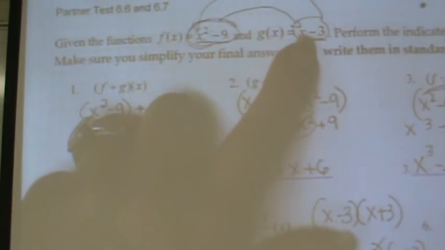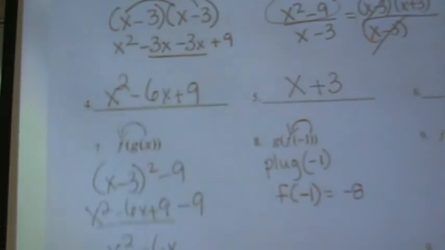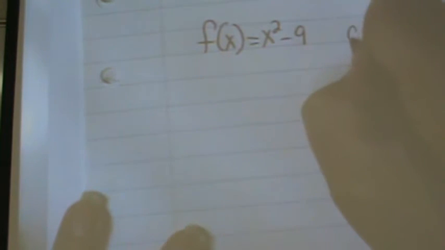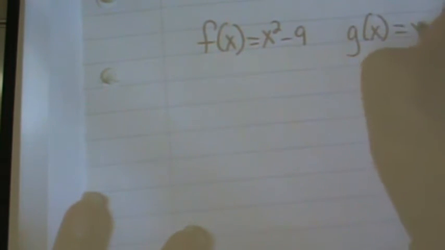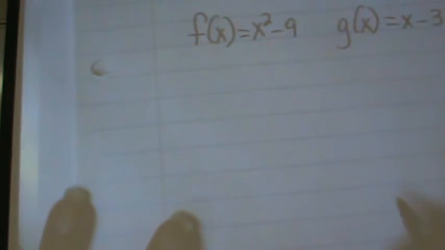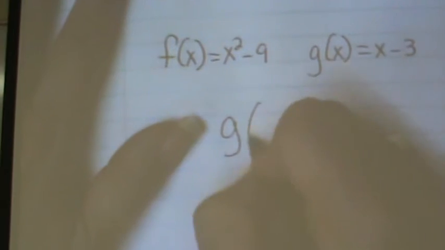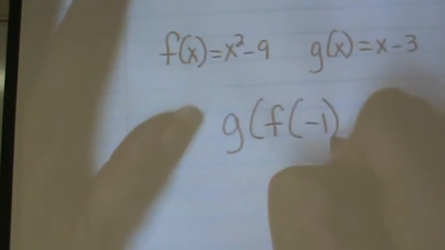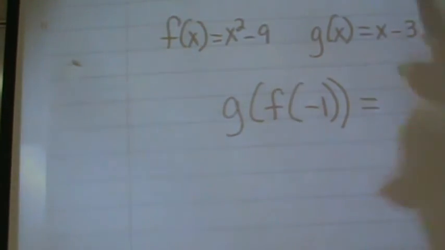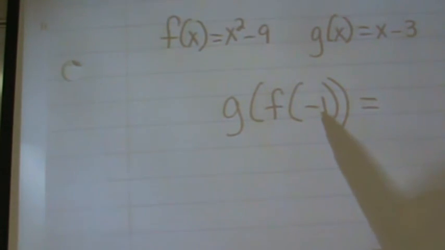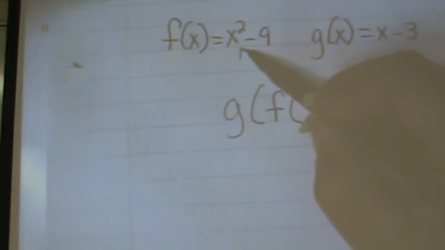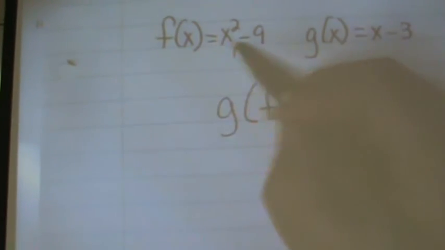I'm so confused. You're confused? Okay, let's do it again. I'm going to rewrite it. f of x is equal to x squared minus 9. And g of x is x minus 3. If I'm asking you what's g of f of negative 1, what you're going to do is put negative 1 into this function right here.